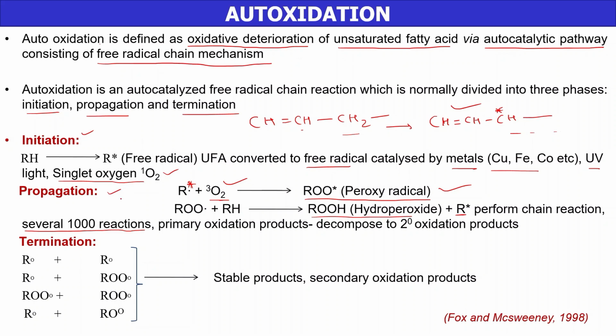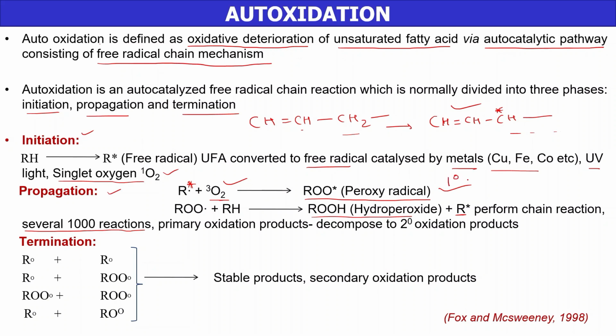Okay, so this is a propagation step in which the free radical that has been formed reacts with the triplet oxygen to form the peroxide radical, and this peroxide radical abstracts a hydrogen atom from a nearby fatty acid, and then there is formation of hydroperoxide, and then free radical formation leads to several thousand reactions, and for these primary oxidation products, this is peroxide, this is peroxide, and this is hydroperoxide. So peroxide and hydroperoxides are called the primary oxidation products.